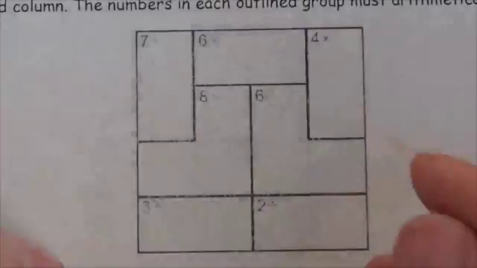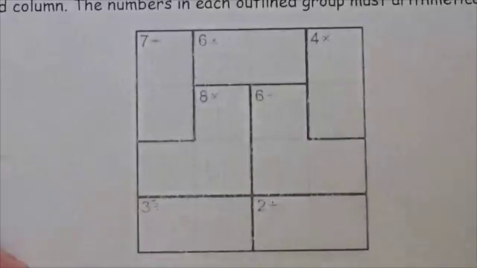You can use only the numbers 1 through 4 in this puzzle. Each number must be used exactly once in each row and column. The numbers in each outlined group must arithmetically equal its given formula. Okay, well, there's a bit going on here. Notice we're not given really much introduction to this one.